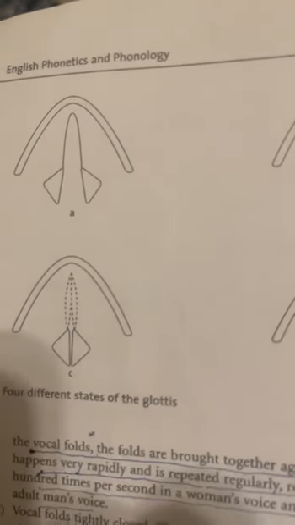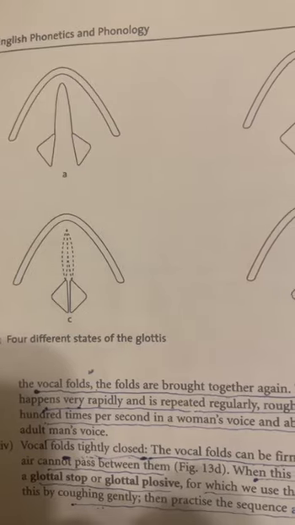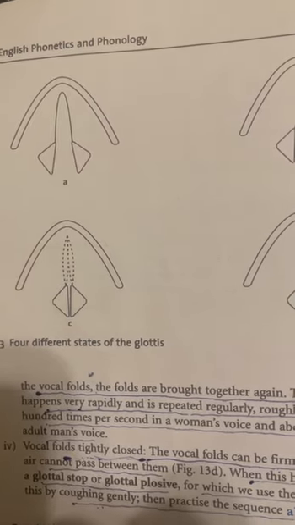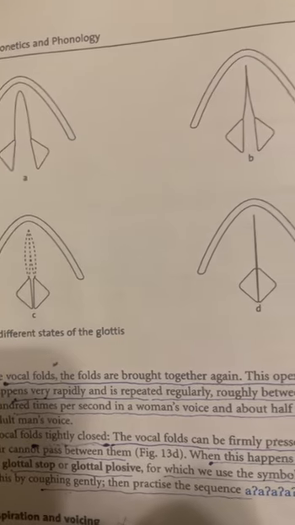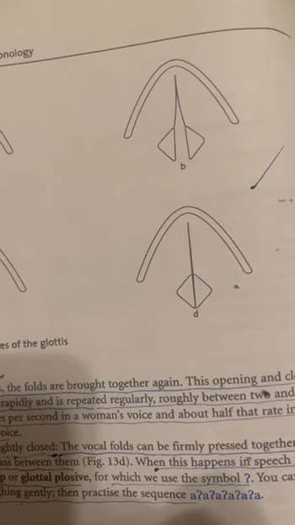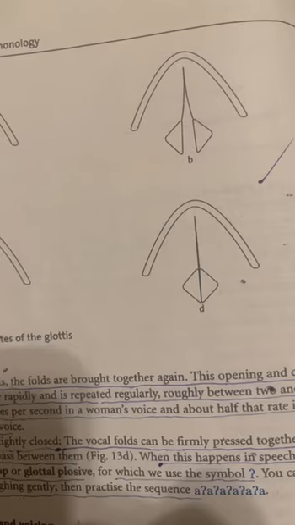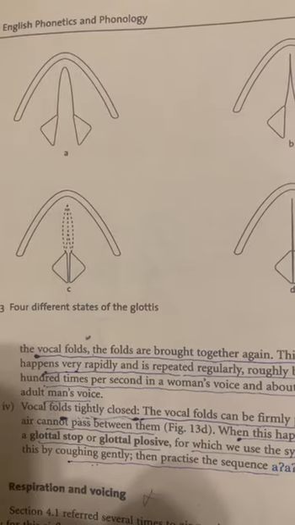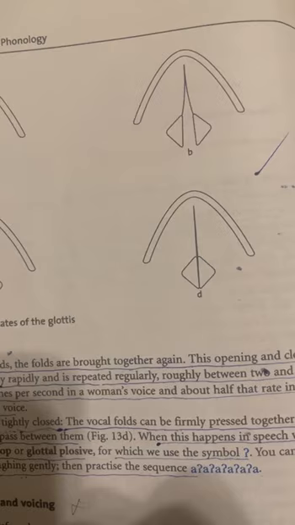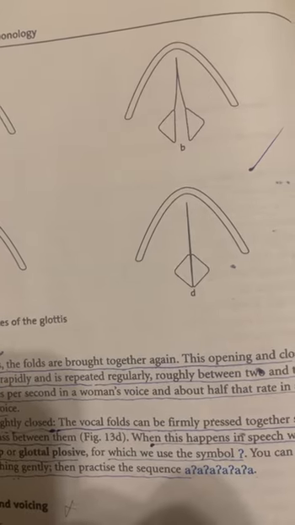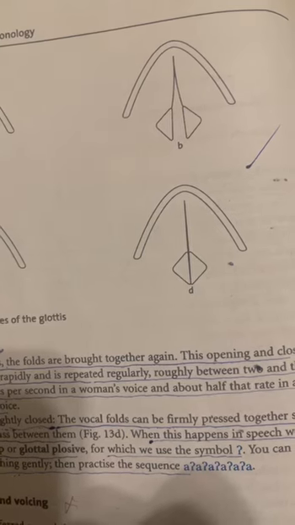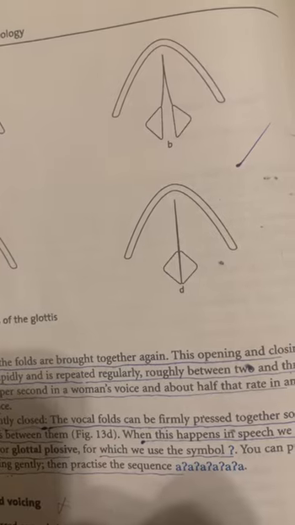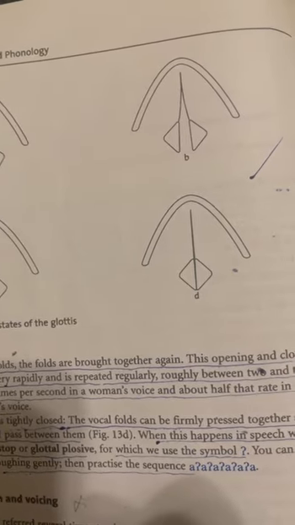Now these are the 4 states of the vocal folds. Number A, when they are open, apart. Number B, when they are closing and opening. Number C, when they are vibrating. Number D, when the vocal folds are closed tightly and then open. It is called a glottal plosive.